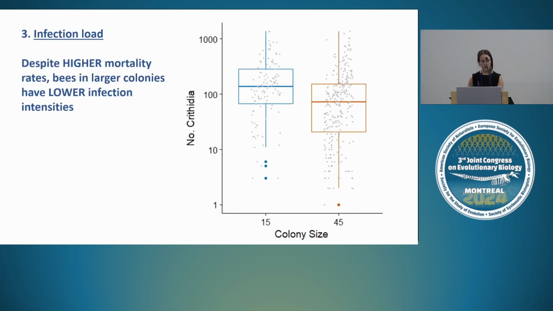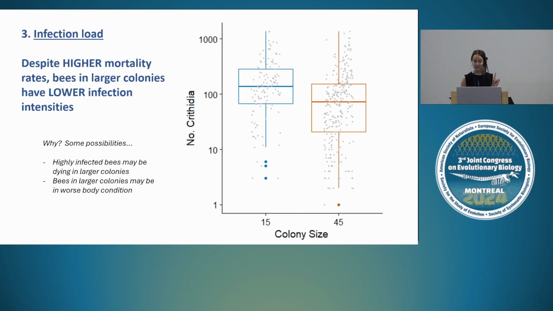So we've got the Crithidia cells, the infection load, on the y-axis, and colony size, small and big, on the x. And you can see that the big colonies had significantly less infection than the small colonies, which was kind of puzzling. And we don't know exactly why this is, but we've got some ideas.